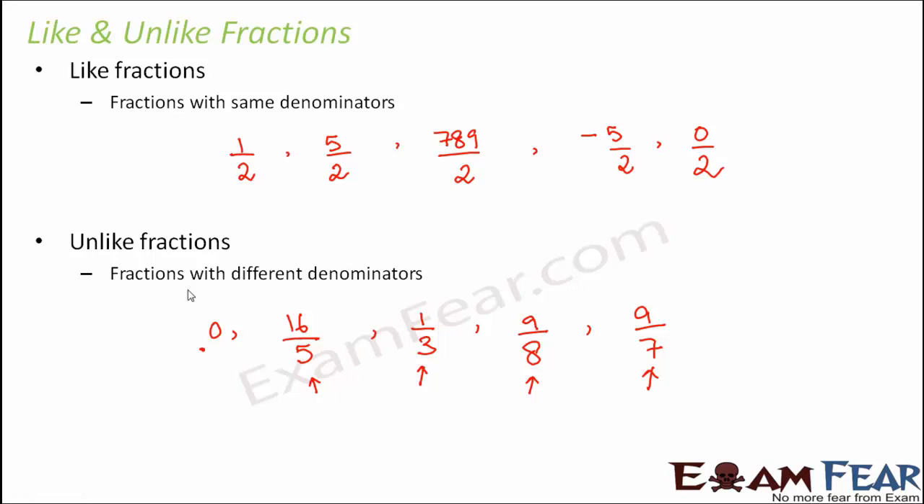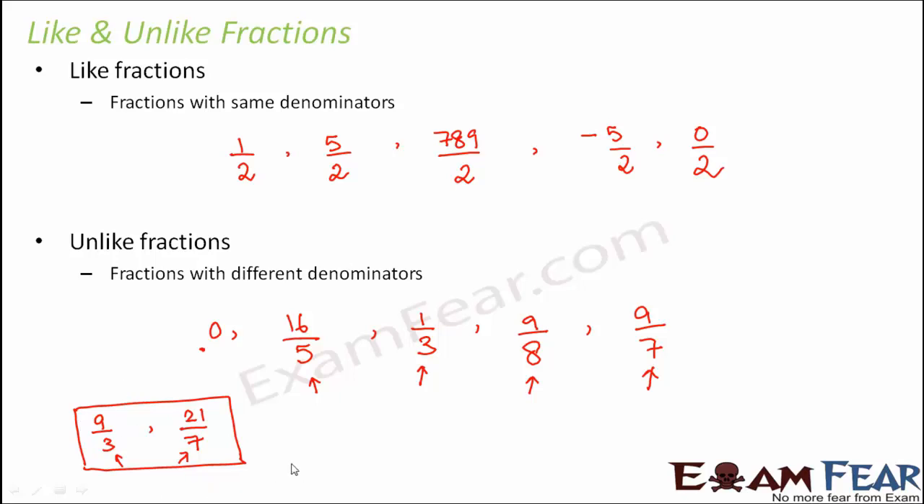Now here you can ask a very interesting question. Let us consider these two fractions, 9 by 3 and 21 by 7. What do you think? Are they like fractions or unlike fractions? Directly looking at them, you quickly compare the denominators. Here it is 3 and here it is 7. So they are different, so they definitely should be unlike fractions. But something very interesting is there. Actually, both of these fractions represent the same number. These are just different ways of representing it.